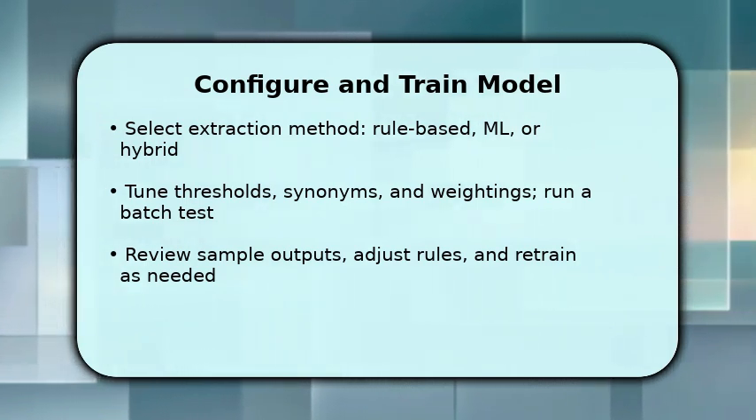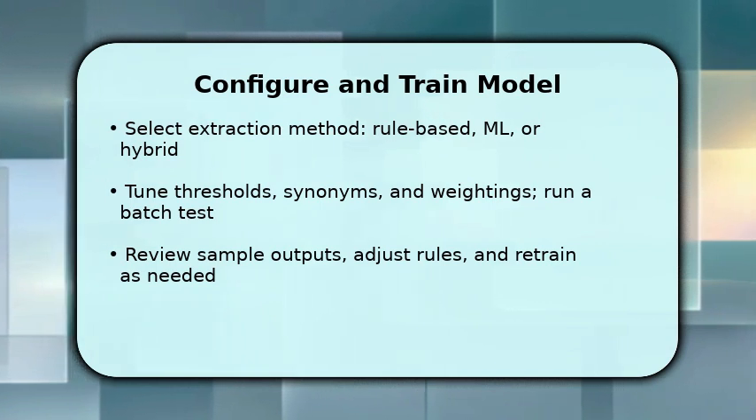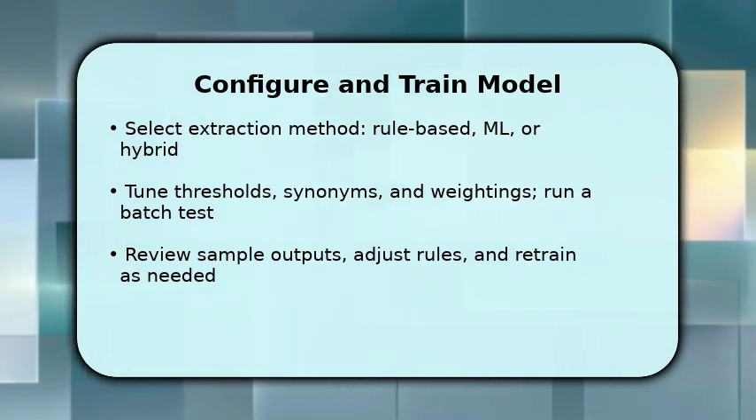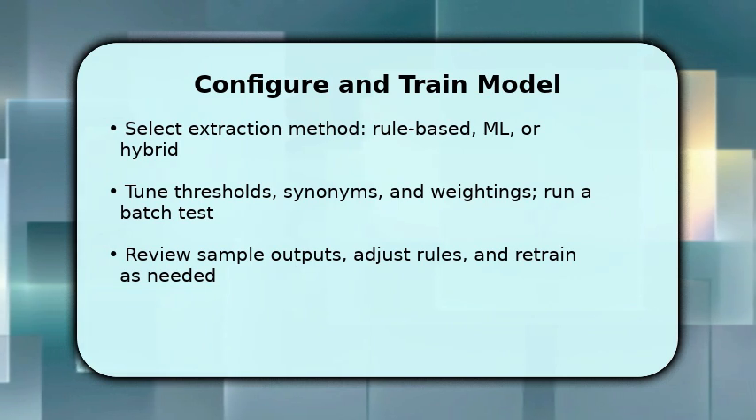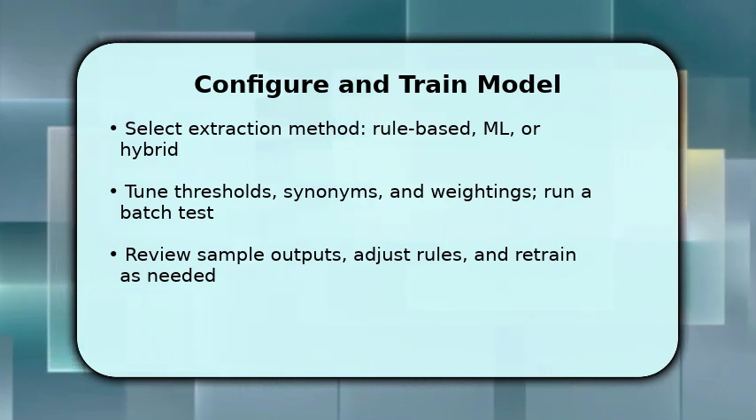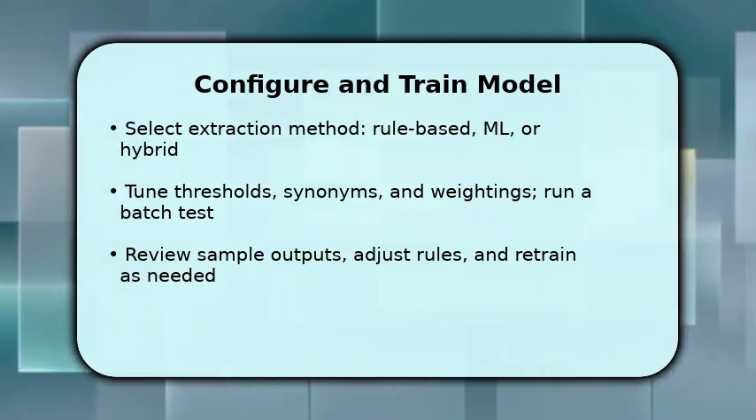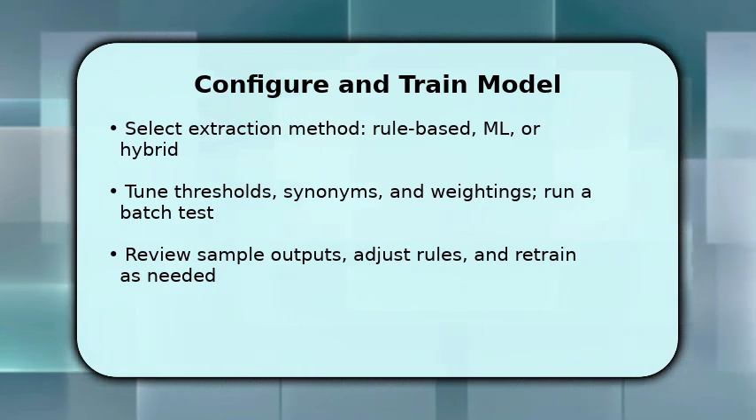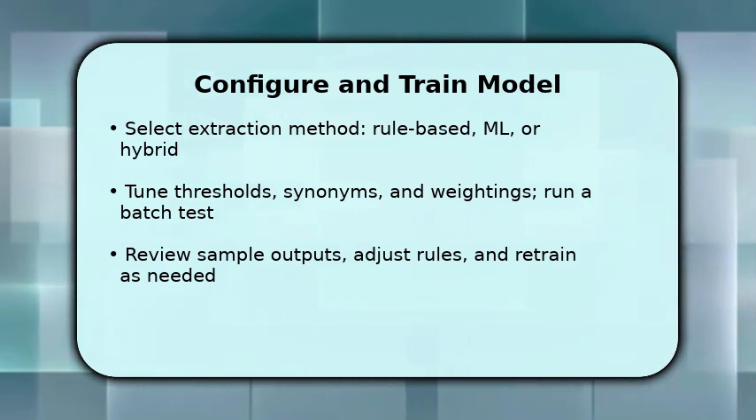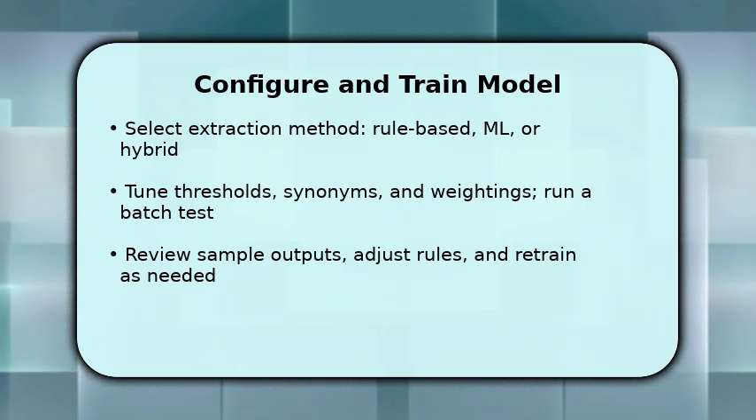Once configured, run a batch test on your dataset and inspect a representative sample of outputs to see precision and recall trade-offs. Make targeted adjustments to rules and weights, then retrain or reindex. Iteration here improves accuracy and reduces noise before wider rollout.